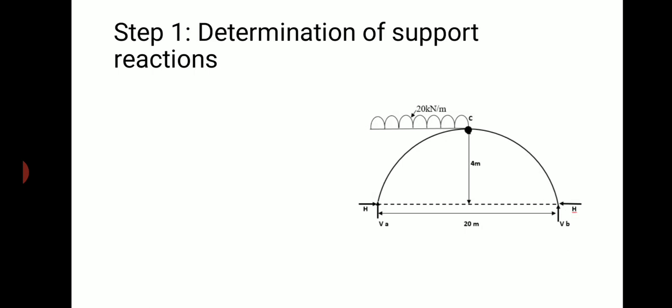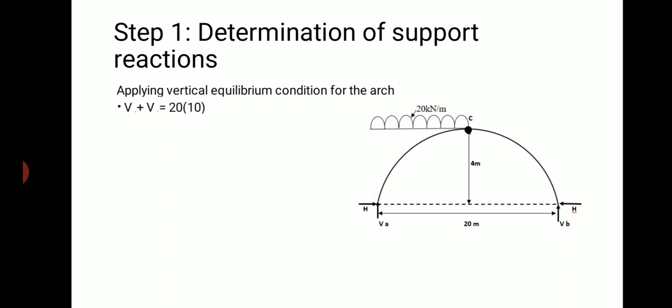Coming to the next equilibrium condition, that is applying the vertical equilibrium condition for an arch. How many vertical forces are there here? There are totally three: one is VA, second is VB, and one more is the load. I take the sign convention that upward forces are positive and downward forces are negative. So VA plus VB is equal to 20 into 10.